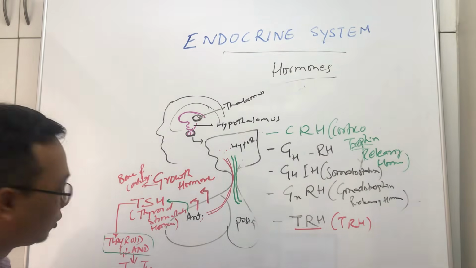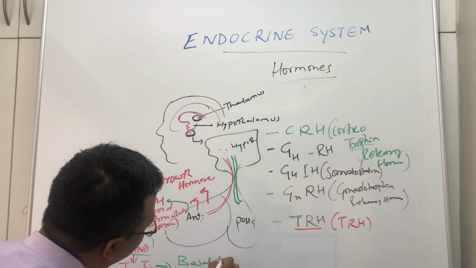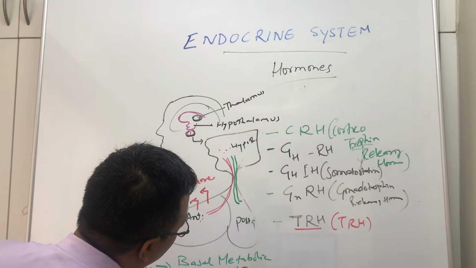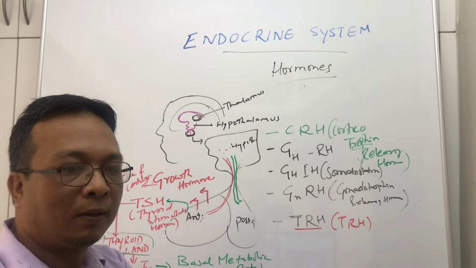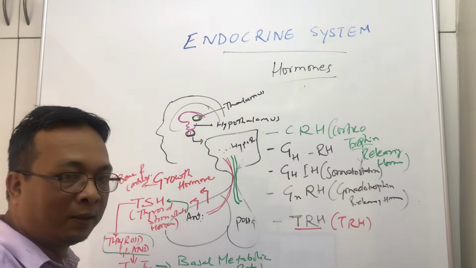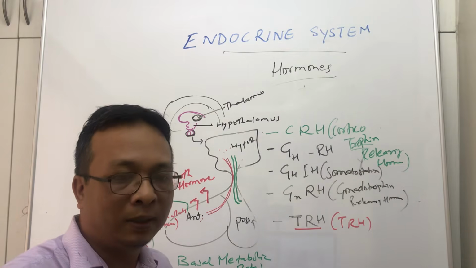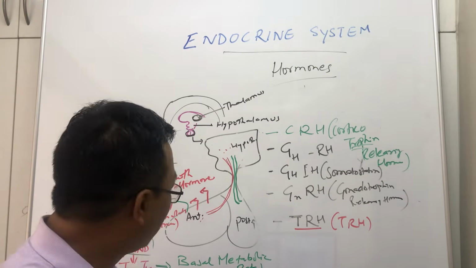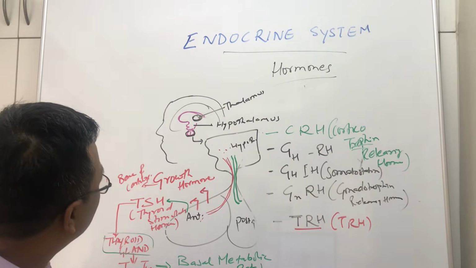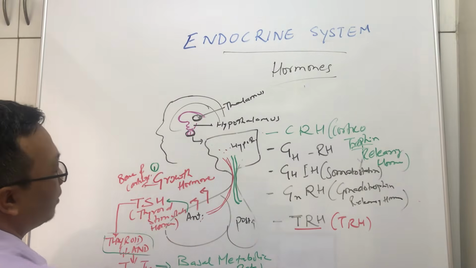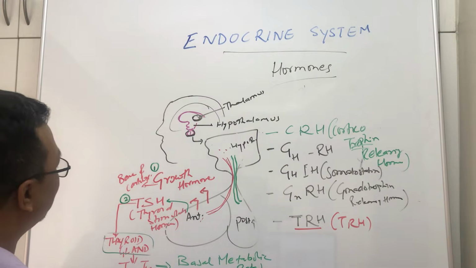release T3, T4. So T3, T4, it controls our BMR, basal metabolic rate. Okay, so it controls our basal metabolic rate. This thyroid gland, it controls how you use your carbohydrates, fats, proteins. It controls that thing, so basal metabolic rate. So this is number 1 hormone secreted by the anterior pituitary gland. This is number 2 hormone, thyroid stimulating hormone.